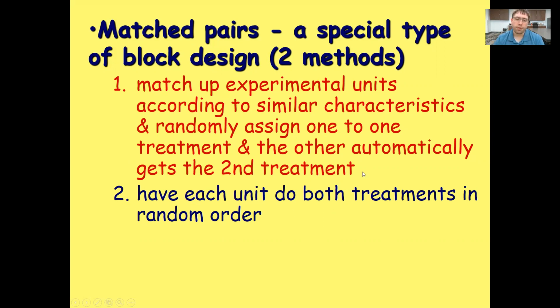For the second method down here, what I would do instead of matching people up is I would just take the individual experimental units, the rabbits, the people, or whatever, and I would assign to that individual unit both treatments in a random order. This is similar to a taste test, where one individual would drink both mystery cups of soda and then tell us which one they like better. So they're doing both treatments, but they're doing it in a random order.